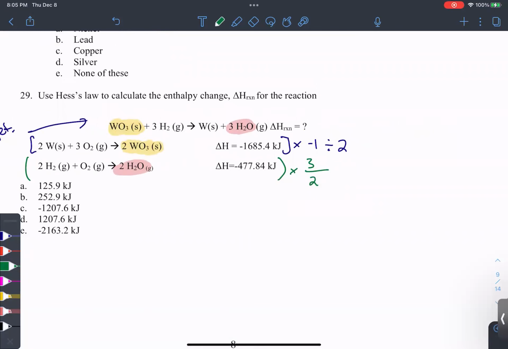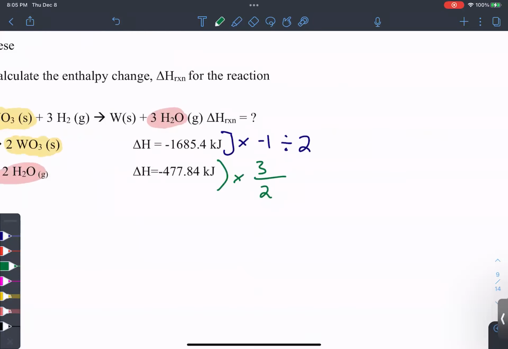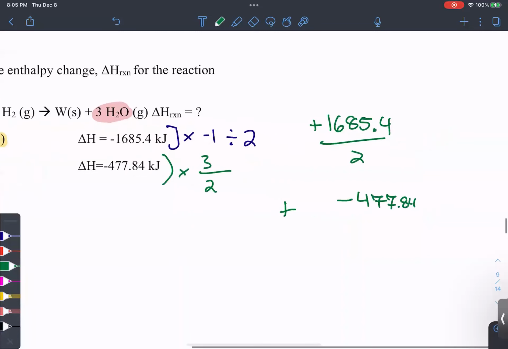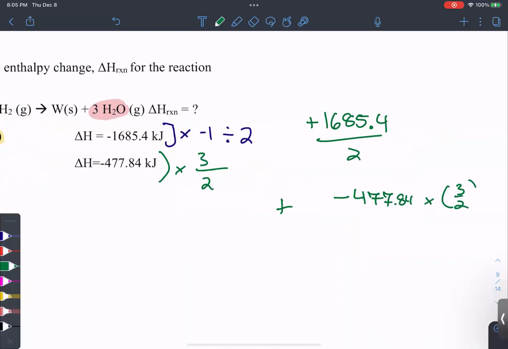But if you have time to kill on the exam, then please do it. But according to Hess's law, we should get these things. So with those delta H values, we're going to be adding up a positive 1685.4 over 2, whatever that number is, and then we're going to add a negative 477.84, but we need to multiply that by 3 halves. So add those 2 numbers together, and then you should have your answer.